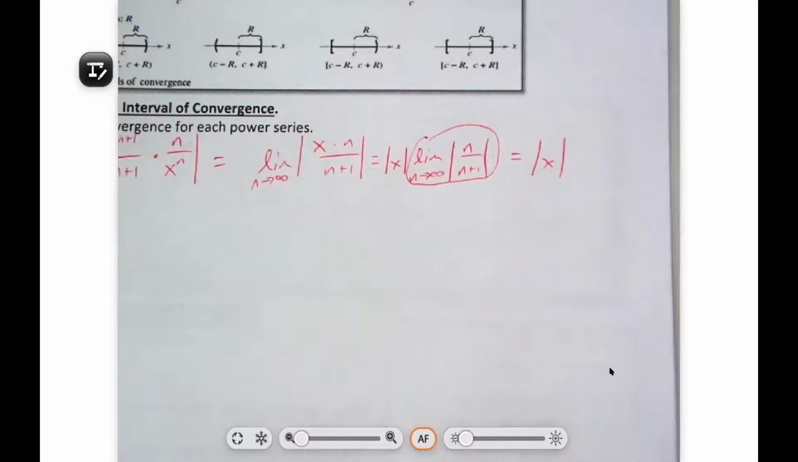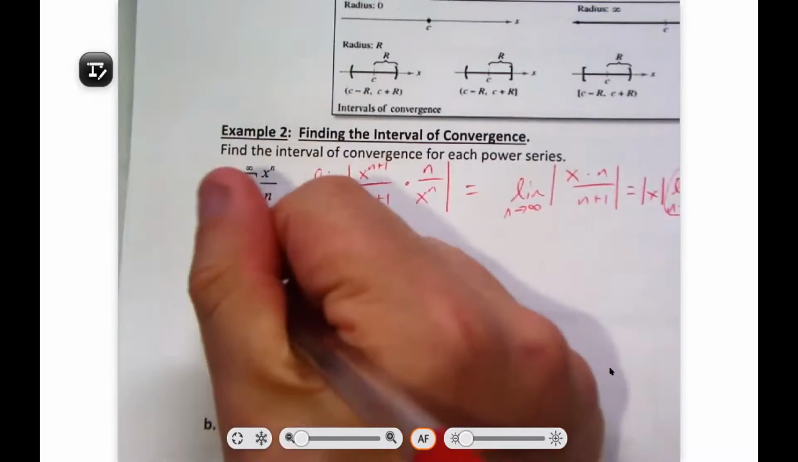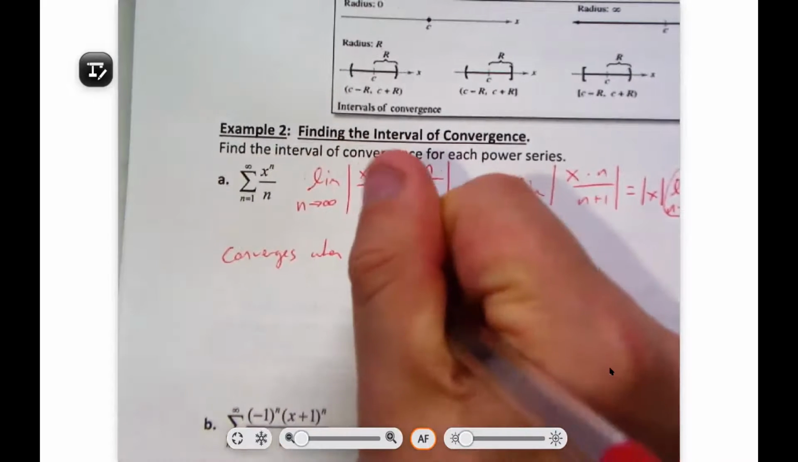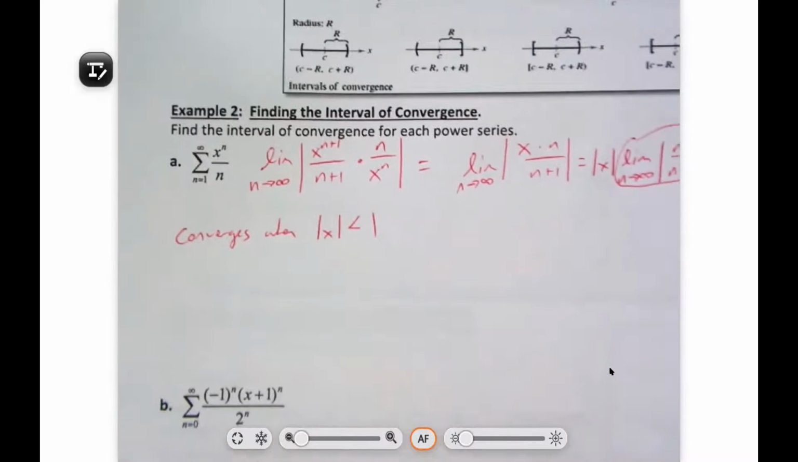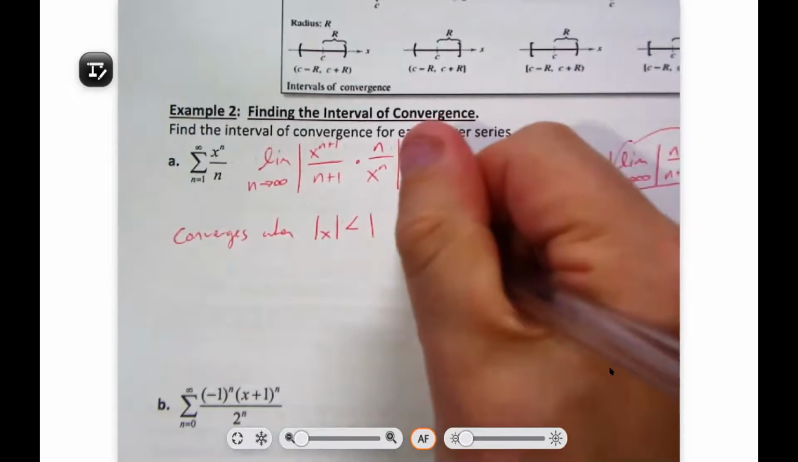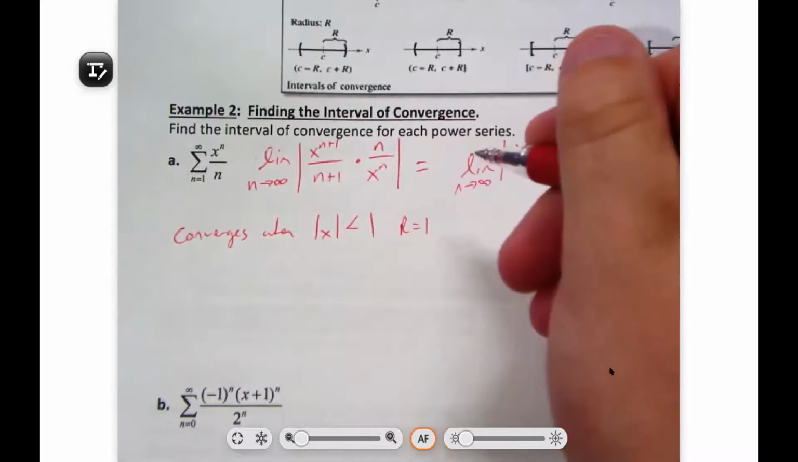What they say is don't write less than 1. You go to another line and write out so it converges when the absolute value of x is less than 1. So if the question said, what is the radius of convergence? That's 1. R equals 1. But this question is asking for the interval of convergence.